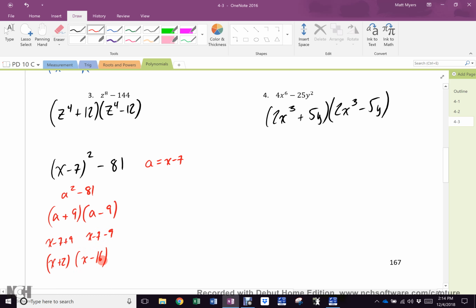Now, where did you pull the a squared minus 81? Okay, oh, I thought you said what's 7 minus 9? Wait, did you make that up? Make what up? This move? I get it.